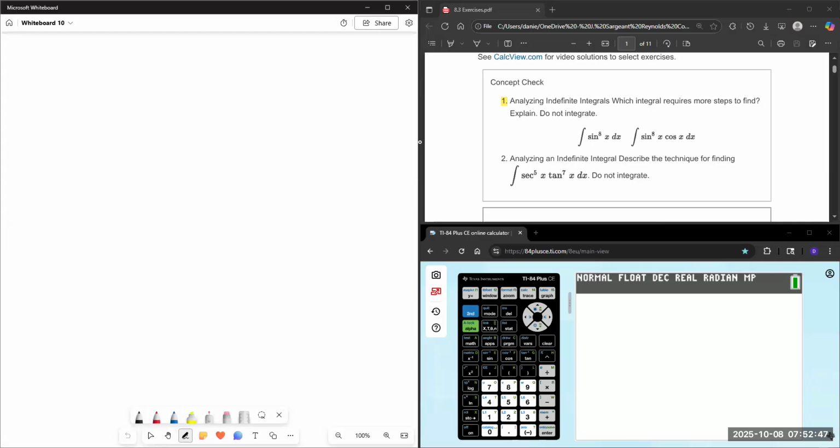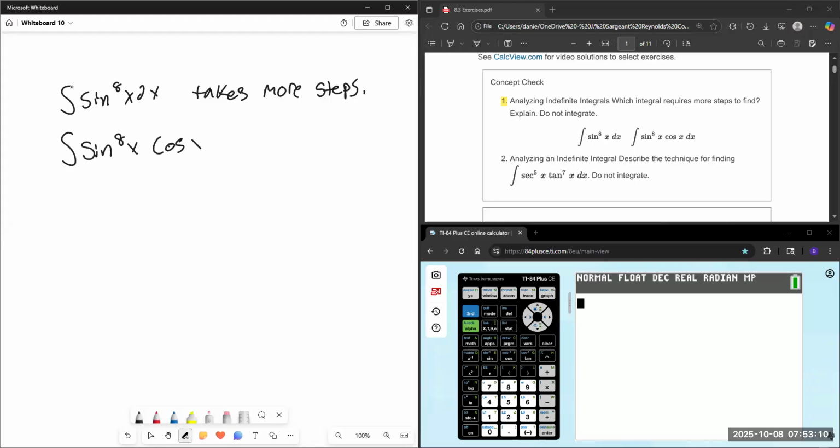So the first integral of sine to the 8th x dx takes more steps. It would require several trig identities to rewrite it, whereas the integral of sine to the 8th x cosine of x dx is a basic u substitution.